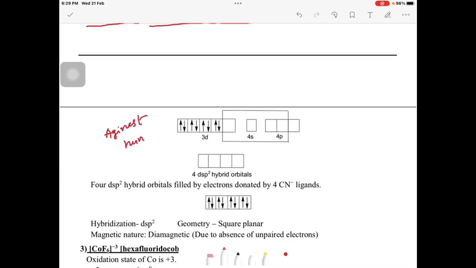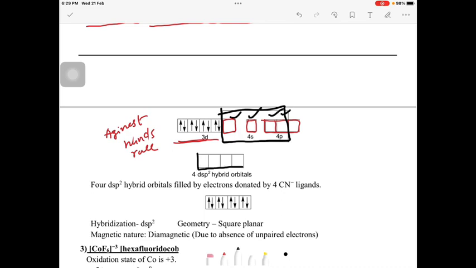Hund's rule. So that's why electrons will pair in this d orbital. We get 1 empty d orbital, 1 4s and 3 empty p orbitals. Out of 3, only 2 are involved in hybridization. So a total of 4 empty orbitals undergo hybridization, forming dsp2.